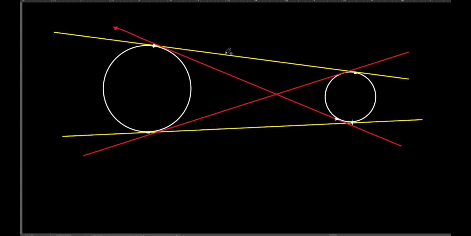Yellow. I'm going to sneeze here in a second. Hold on. I'm trying to stop it from sneezing.